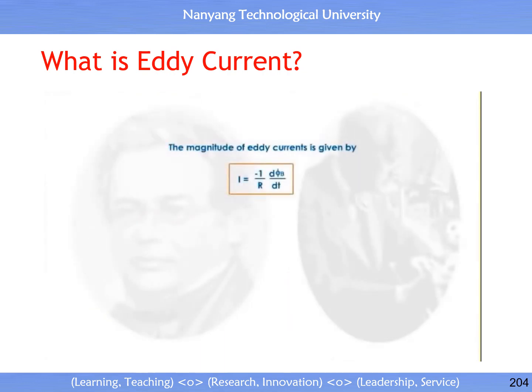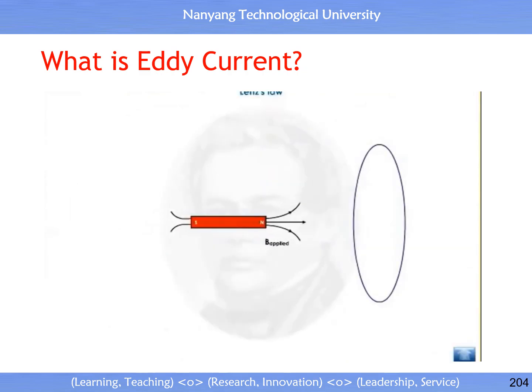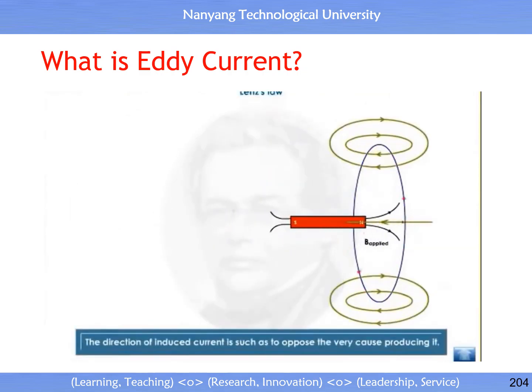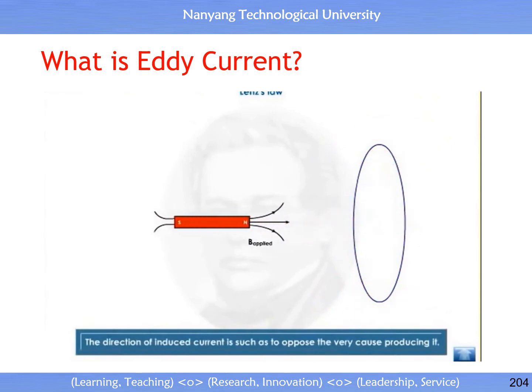The magnitude of eddy currents is given by I = -(1/R)(dΦ_B/dt). The direction of eddy currents is given by Lenz's law or Fleming's right-hand rule. Lenz's law states that the direction of induced current is such as to oppose the very cause producing it.